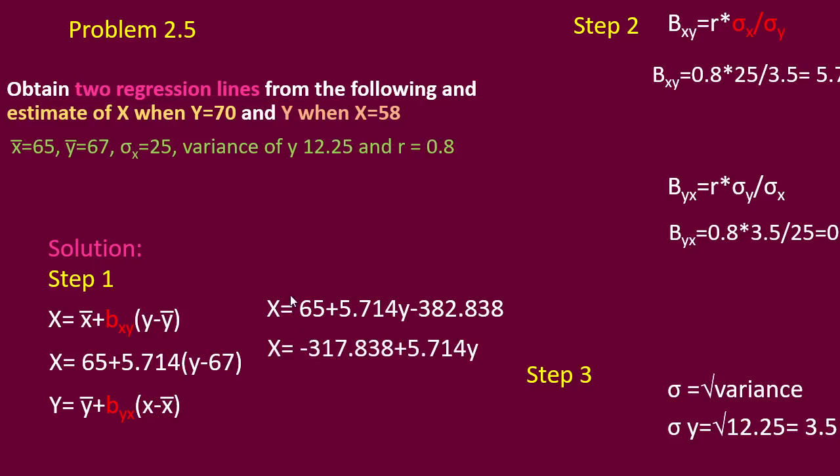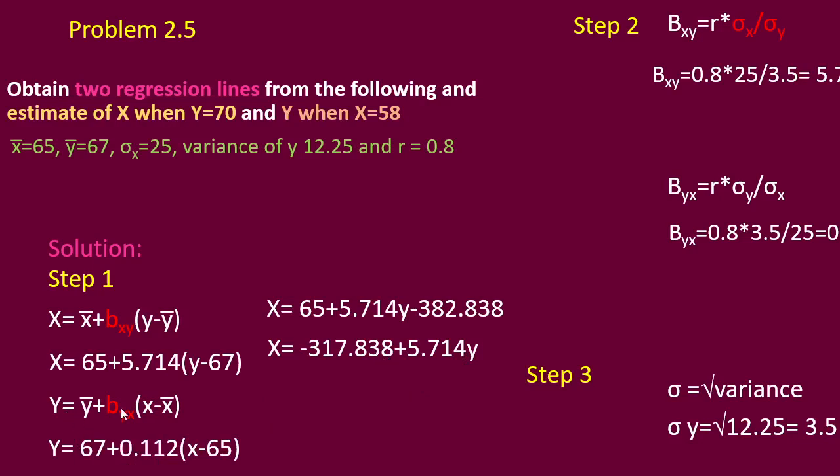So again, further simplification of this. Here we have two numbers, 65 and minus 382.838. The simplified number is minus 317.838 plus 5.714y as it is. Again, we cannot simplify this step further, so I'll keep this as it is.